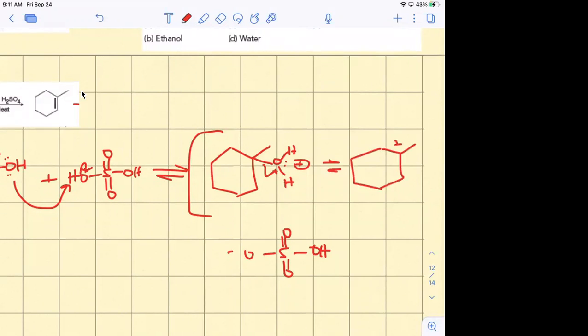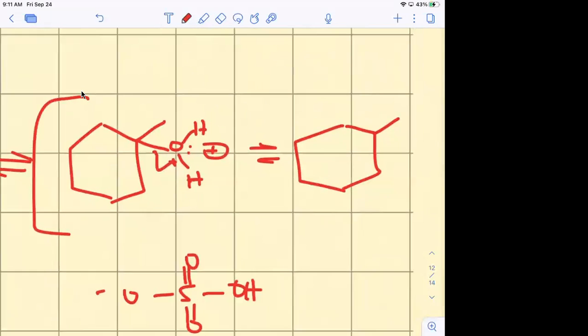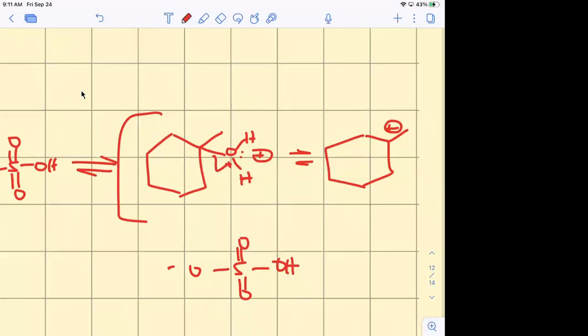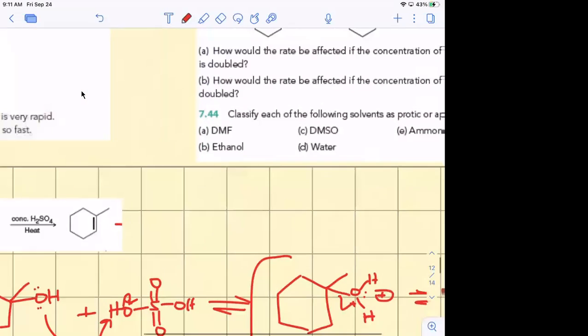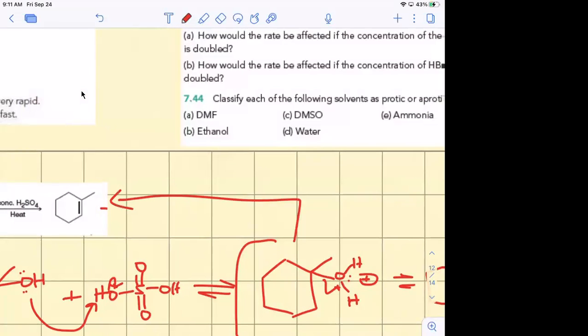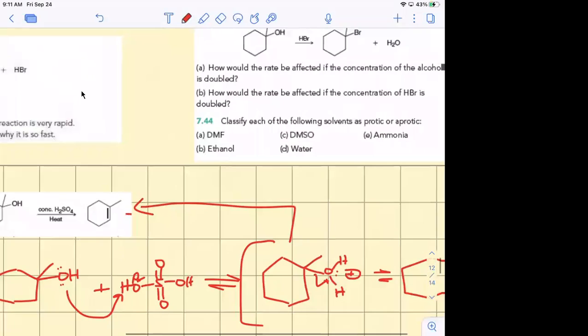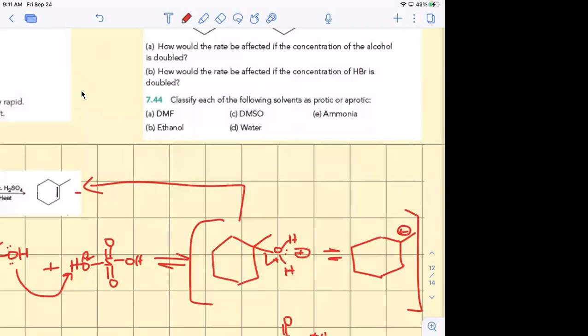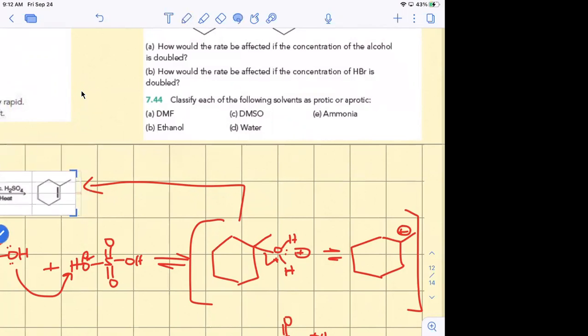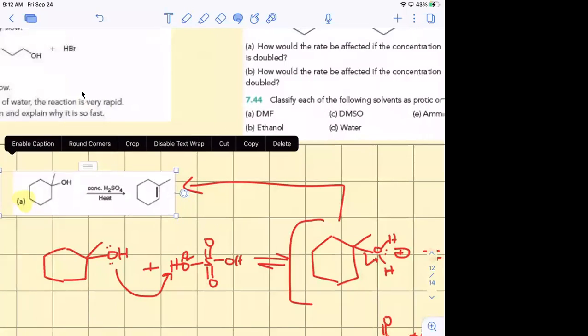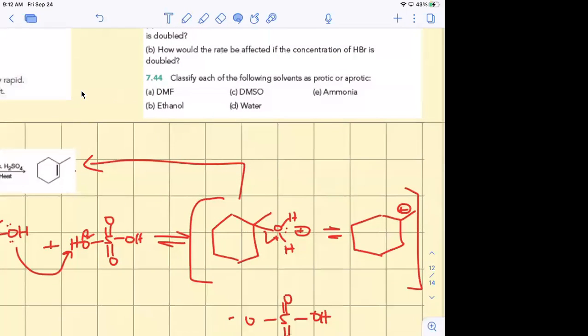Tertiary. And then my product, you can see what the product looks like. I'm just going to draw it that way. How do I get to that from this intermediate? What proton do I need to remove to get to that product? You need to remove the alpha proton, right? Which one?